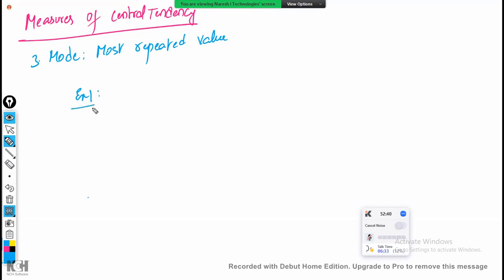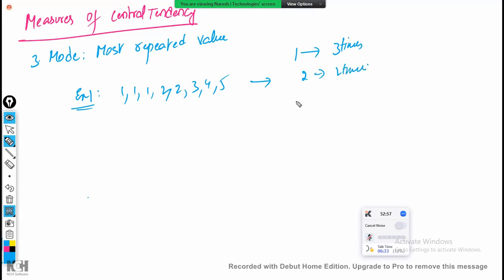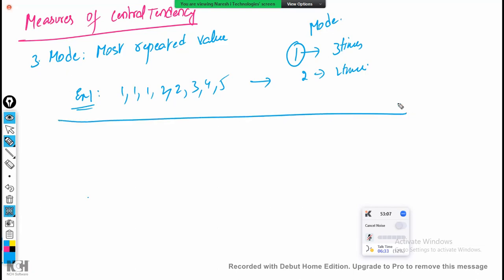I have the data like this: 1, 1, 1, 2, 2, 3, 4, 5. Now, in this case, 1 was repeated 3 times. 2 repeated 2 times. Everything else is repeated only 1 time. Which is the most repeated out of all of them? 1 is repeated the most number of times. So 1 is called the mode in this example. Example number 2.